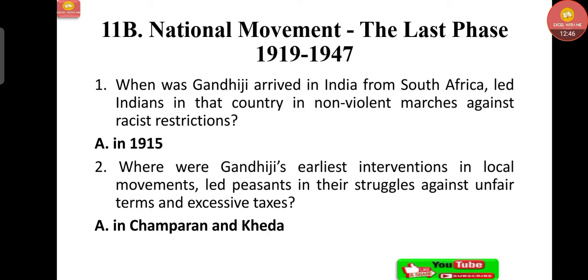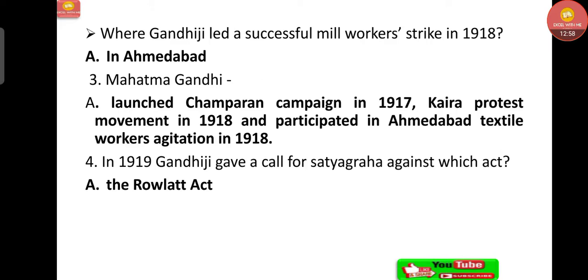Where were Gandhiji's earliest interventions in local movements, leading peasants in their struggles against unfair terms and excessive taxes? That was in Champaran and Kheda. Where did Gandhiji lead a successful mill workers strike in 1918? That was in Ahmedabad. Mahatma Gandhi, let's understand the main important points related to Mahatma Gandhi.